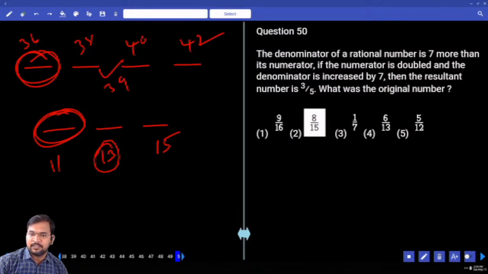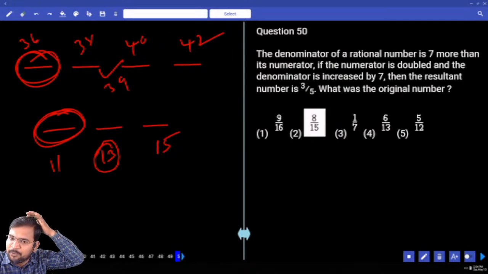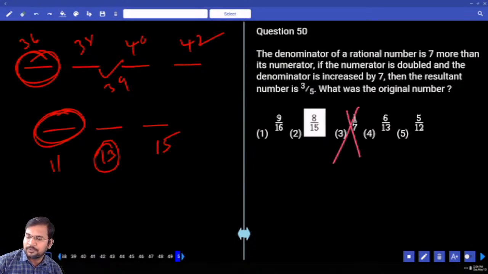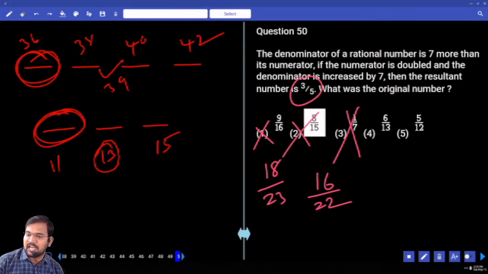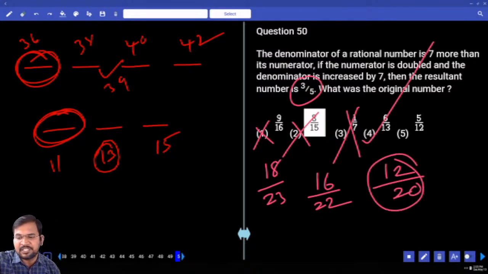Question number 15. The denominator of a rational number is 7 more than the numerator. See the options. Only one option is eliminated. If the numerator is doubled, 9 becomes 18, and the denominator is increased by 7, it becomes 23. Is it possible that it becomes 3 by 5? No, the first option is eliminated. Second option, the numerator is doubled and the denominator is increased by 2. Is it possible it becomes 3 by 5? No. Fourth option, the numerator is doubled and the denominator is increased by 7. Does it become 3 by 5? Yes.